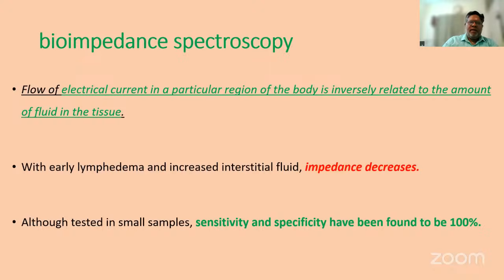Bioimpedance spectroscopy is a new test which is based on the concept that the flow of electrical current in a particular region of the body is inversely related to the amount of fluid within the tissue. So with early lymphedema and an increase in interstitial fluid, the bioimpedance decreases. The sensitivity and the specificity have been found to be 100% in this test.